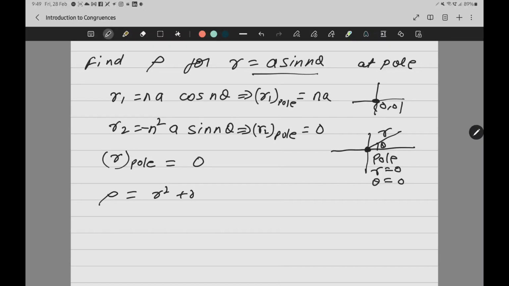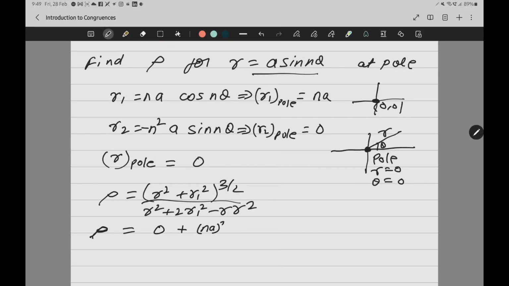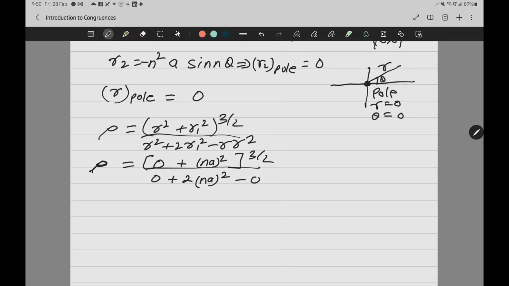R square plus R1 square power 3 by 2, then R square plus 2R1 square minus R2, right? While doing the practice, write it again and again so that you will not make a mistake in the exam. Now R is 0, R1 is nA. Okay, so nA square and power 3 by 2 upon 0 plus 2 nA square minus 0, right?